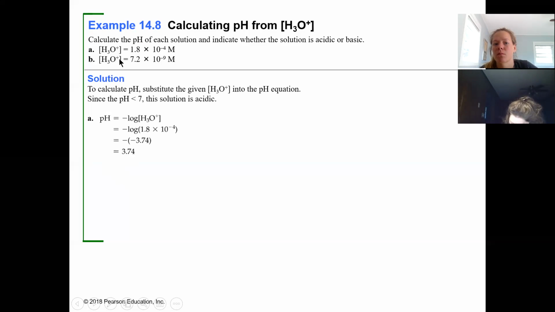Do the second one here. You're given an H3O plus concentration of 7.2 times 10 to the -9. It's the same equation, so just plug it in. I'll give you 30 seconds.